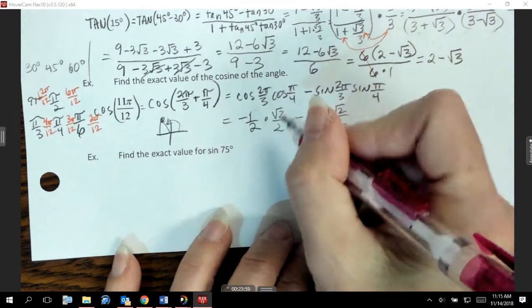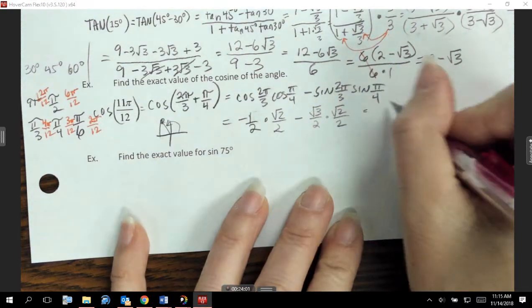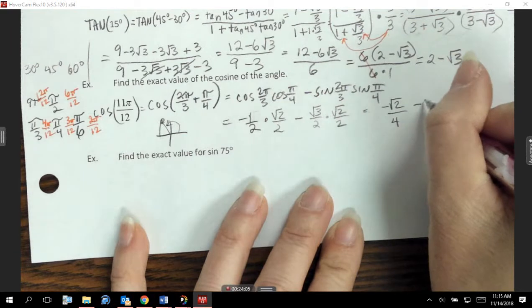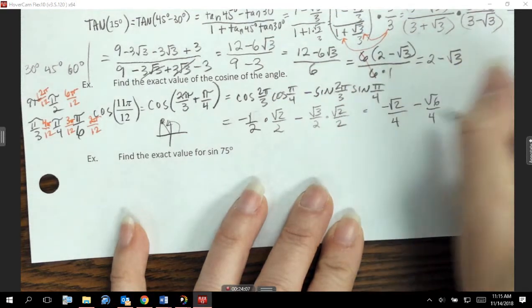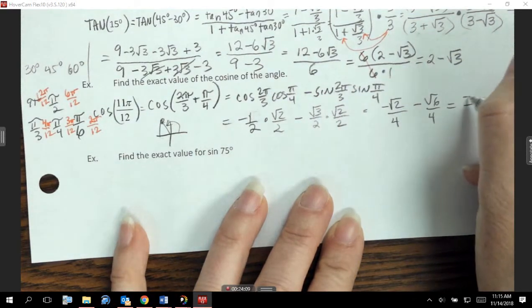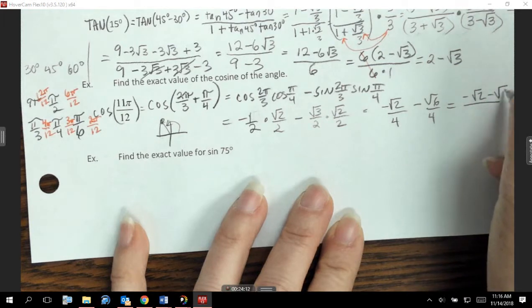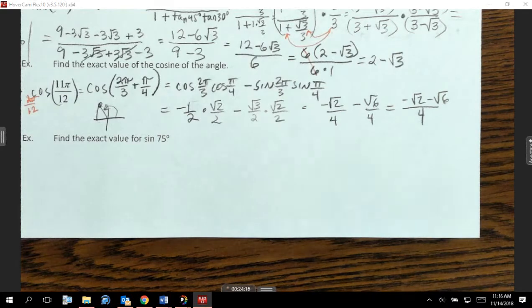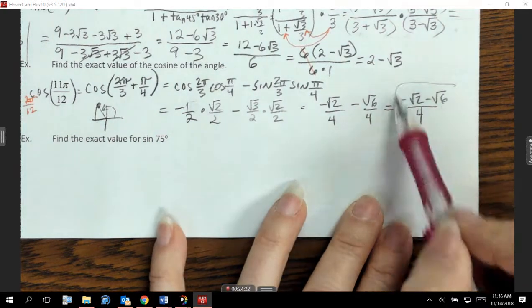Multiply straight across first. So we'll get negative radical 2 over 4 and then minus radical 6 over 4. And then to add fractions, common denominator. Negative radical 2 minus radical 6 over 4. And then can I actually subtract radical 2 and radical 6? Yeah. So that would be as far as I could go.